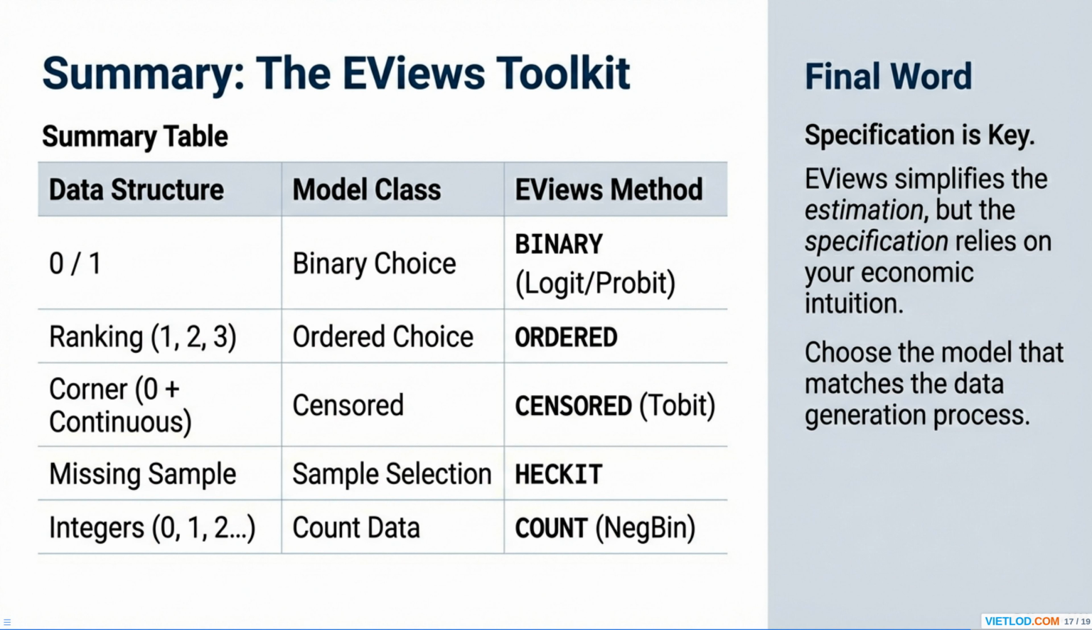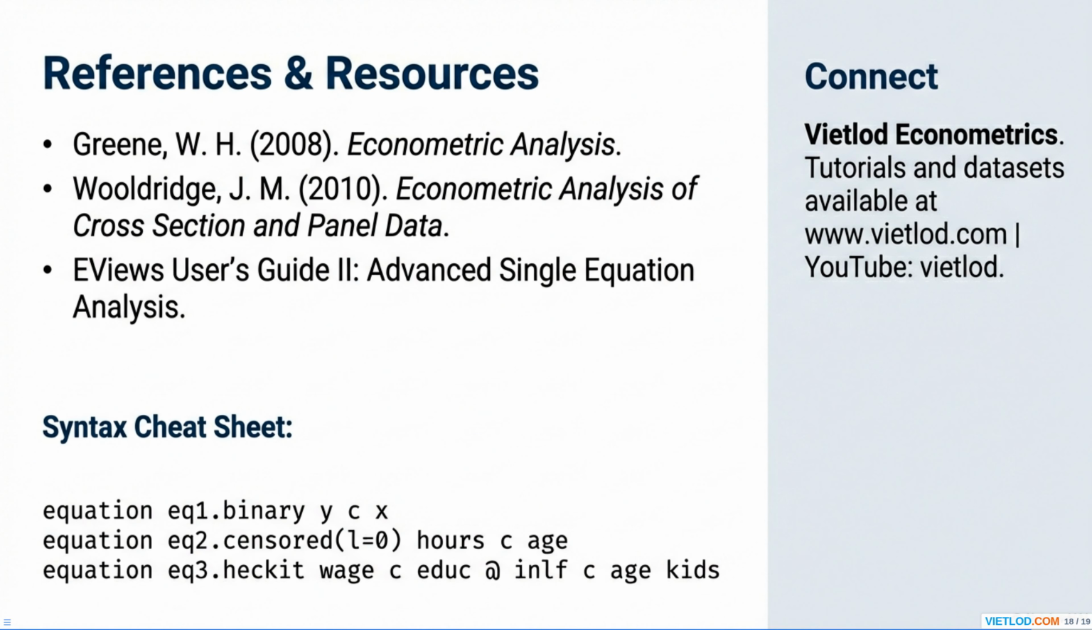For situations where you have a missing sample due to a specific selection process, the Heckit method is necessary to correct for potential bias. Lastly, for integer count data, such as the number of events, you will use the count method, often opting for the negative binomial model to address over-dispersion. Ultimately, remember that specification is key. EViews simplifies the estimation process, but the choice of model and its correct specification relies heavily on your economic intuition and a deep understanding of how your data was generated.